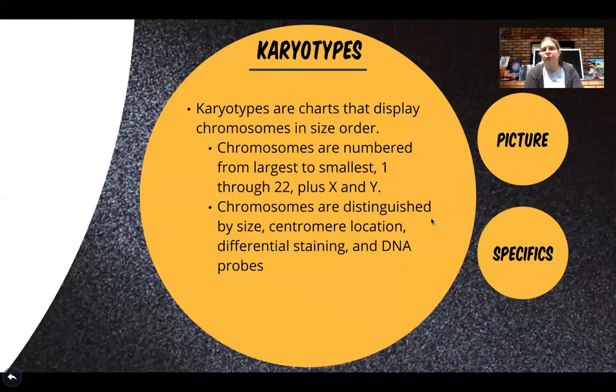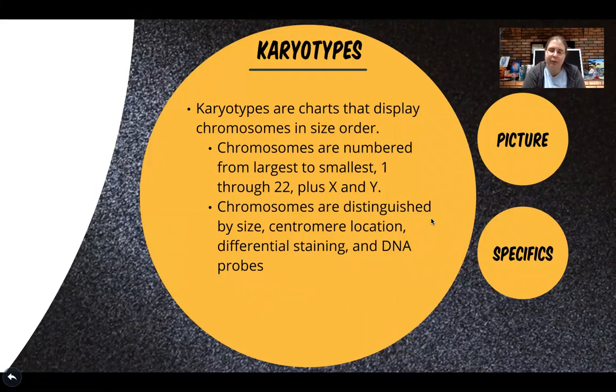All right, karyotypes. We've talked about these before. This is not new. We're just going to get into a little bit more detail. So, karyotypes are charts that display chromosomes in size order. Chromosomes are numbered from the largest to the smallest, so we do organize them by size. So, pair 1 would be the biggest, all the way down to pair 22, which is the smallest.